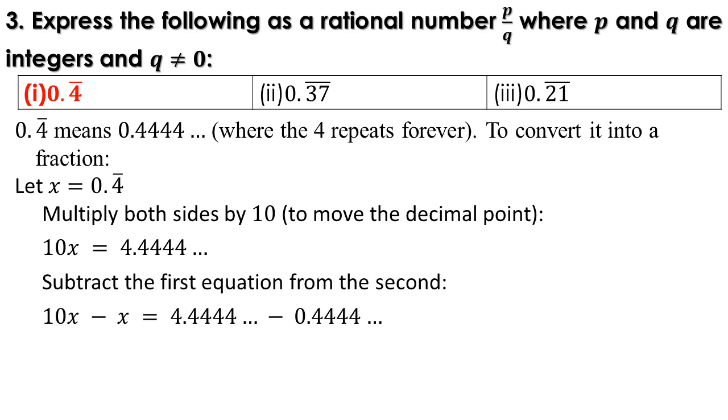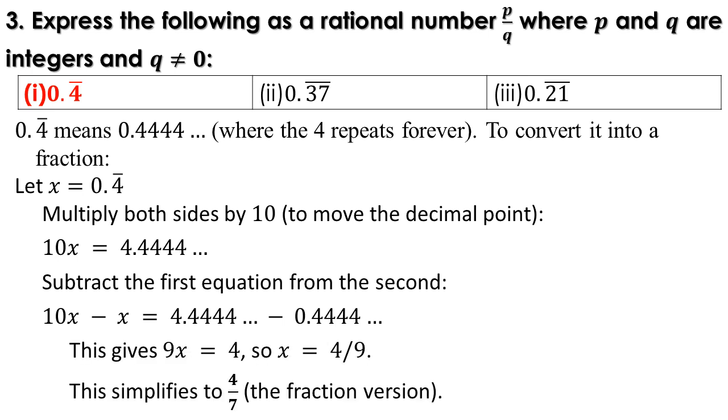Now subtract the first equation from the second. So, 10x minus x equals 4.4444 and so on minus 0.4444 and so on. This simplifies to 9x equals 4, and when we solve for x, we get x equals 4/9. So, 0.4 repeating is the same as the fraction 4/9.